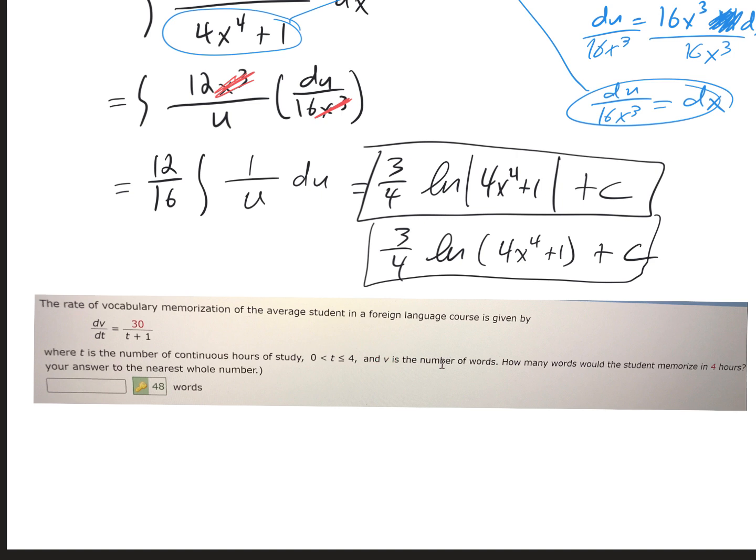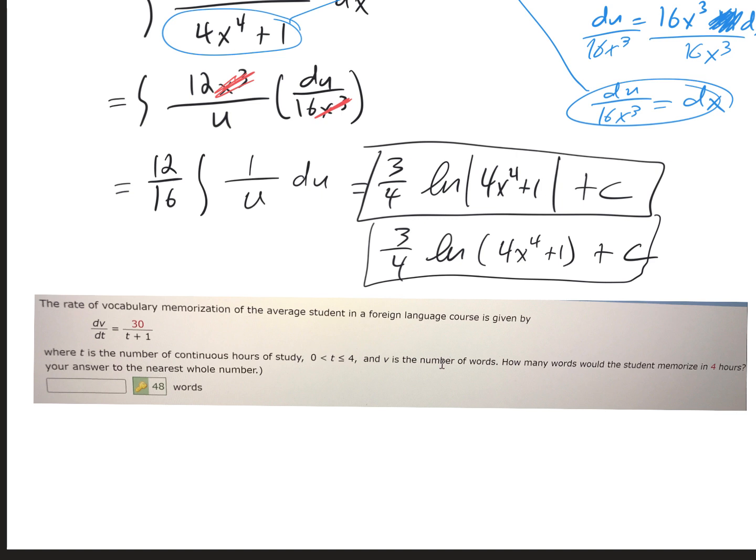V then is going to be the number of words. And we want to know how many words would the student memorize in 4 hours. Your first instinct might be, what would happen if we put 4 into this function? Well, that would give you the rate of vocabulary memorization. So if we put 4 in here, 4 plus 1 is 5, 30 divided by 5 is 6. So that would be basically a change of 6 words per hour.